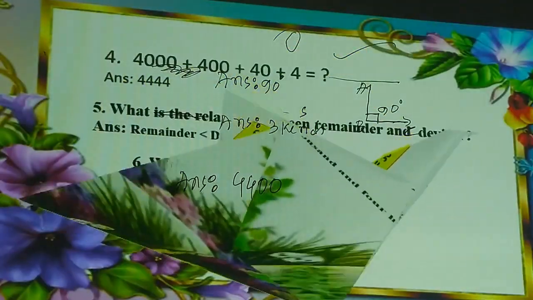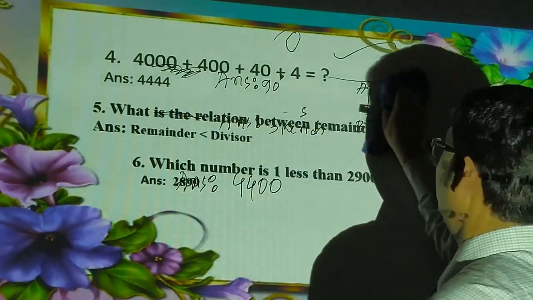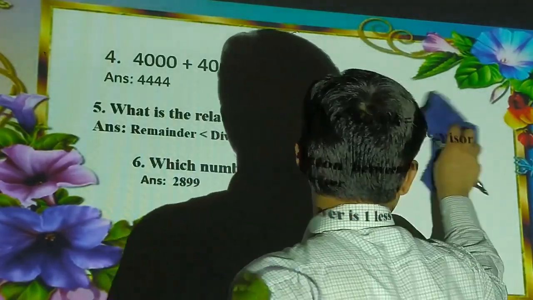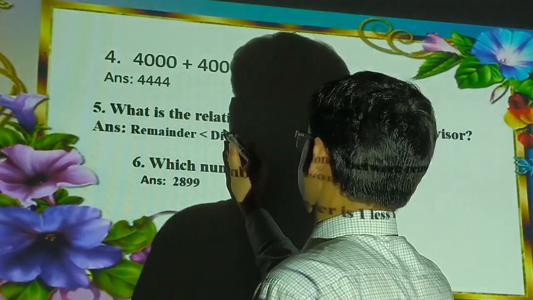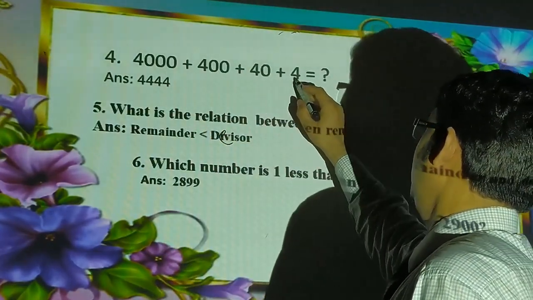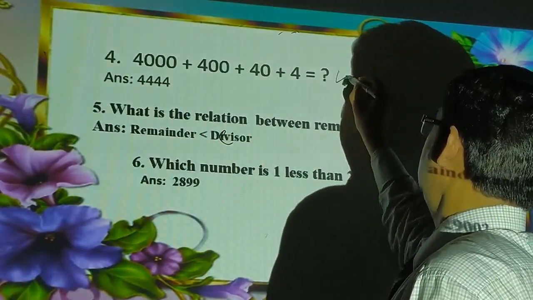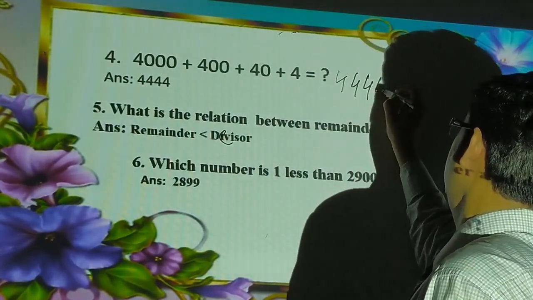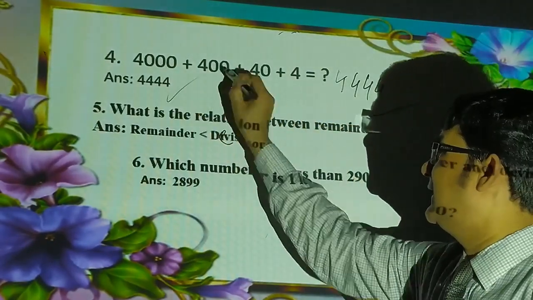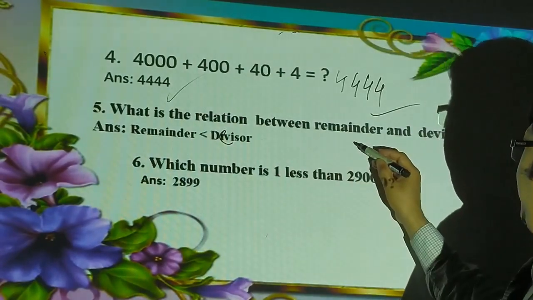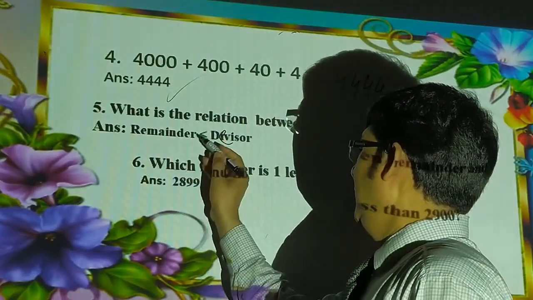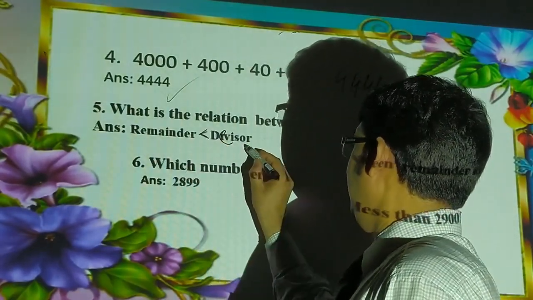Next. This is another short question given here, same also. 4000 plus 400 plus 40 plus 4. What will it be? It will be 4444. This is how you write your answer. Is it like the same? What is the relation between remainder and divisor? Given as a short question, you write the remainder is less than the divisor.